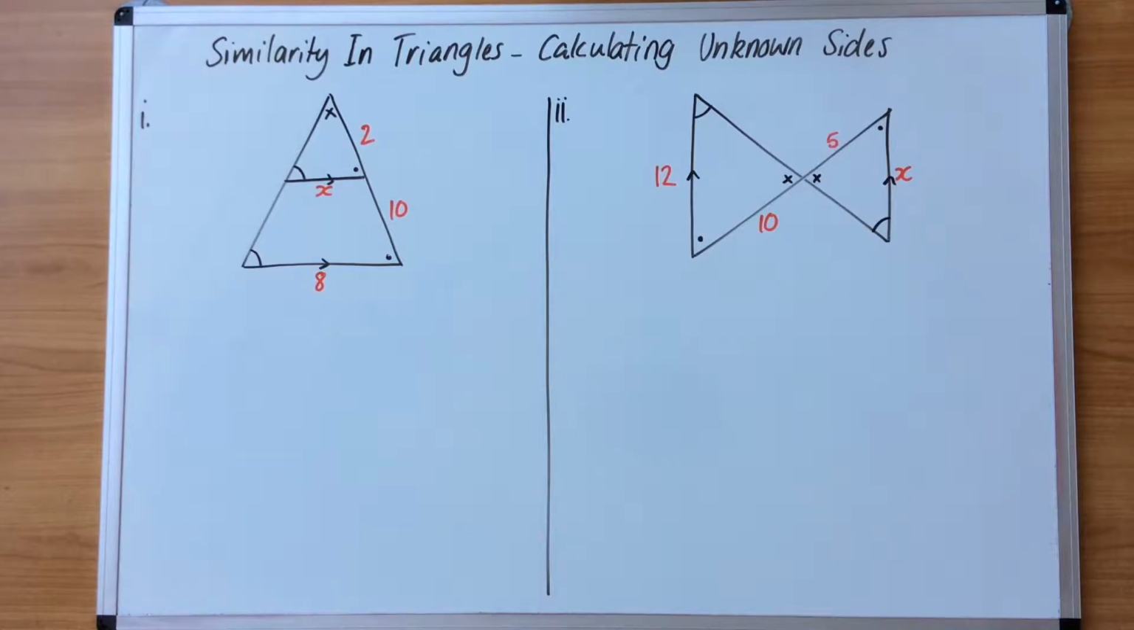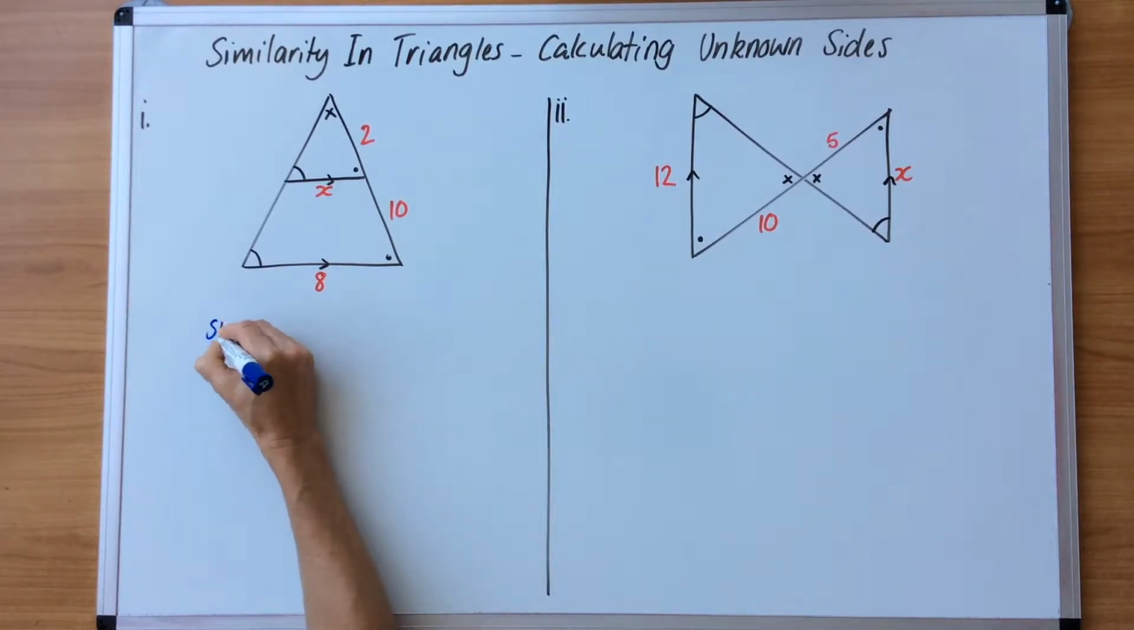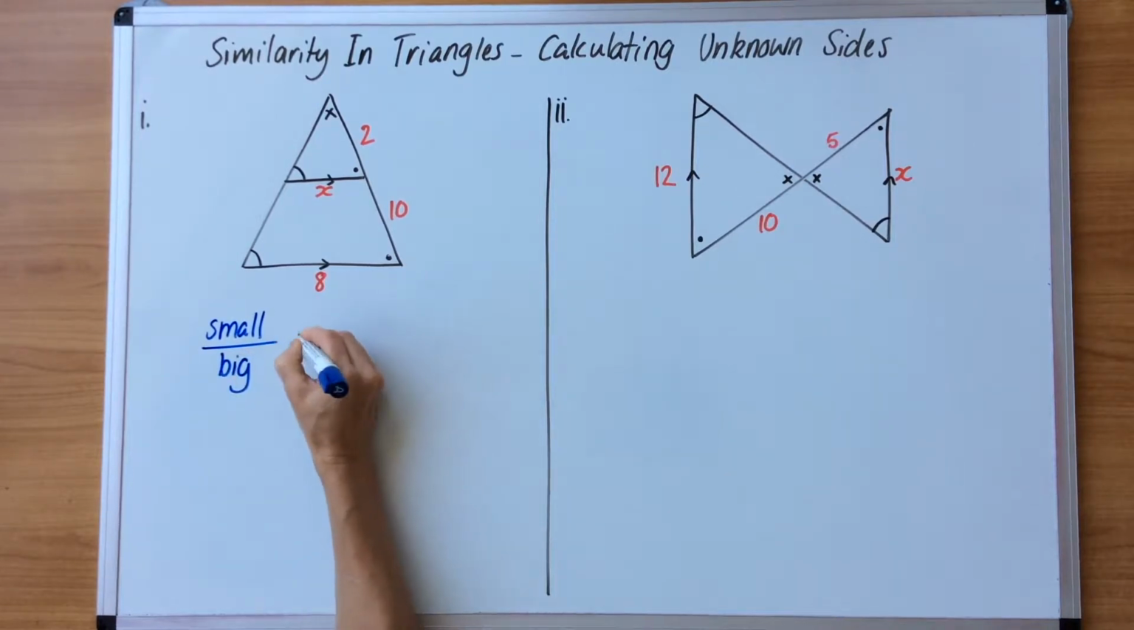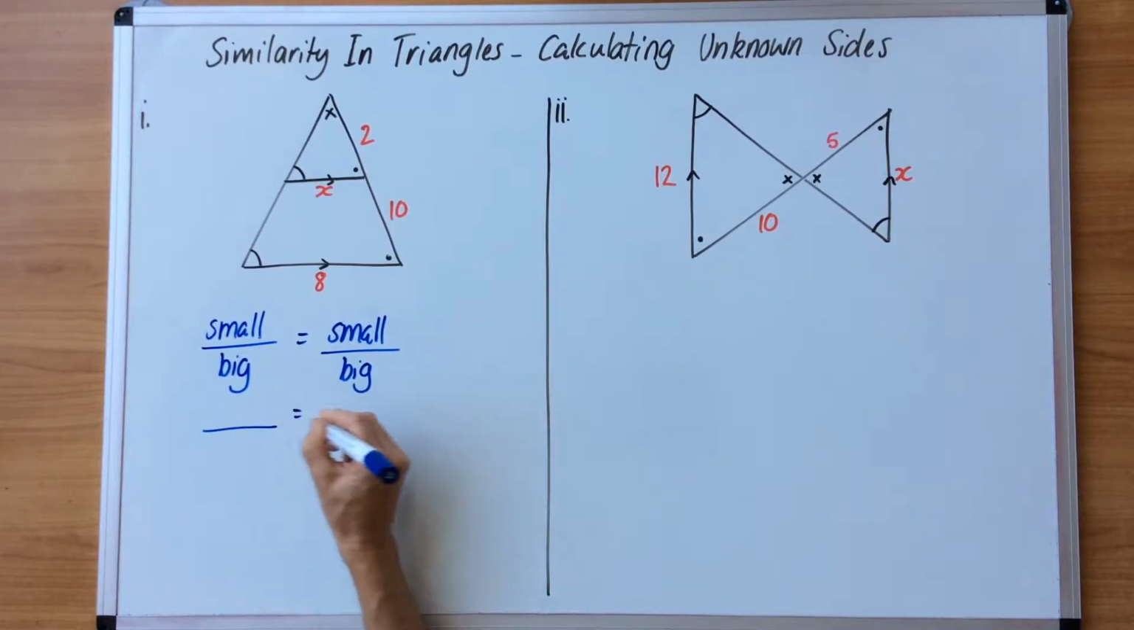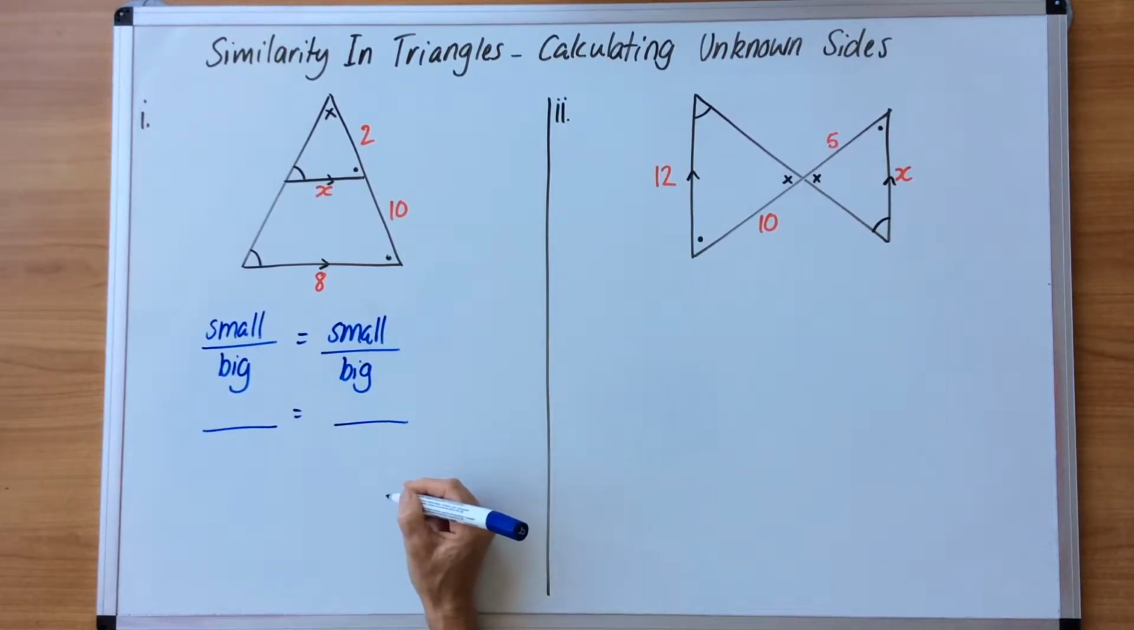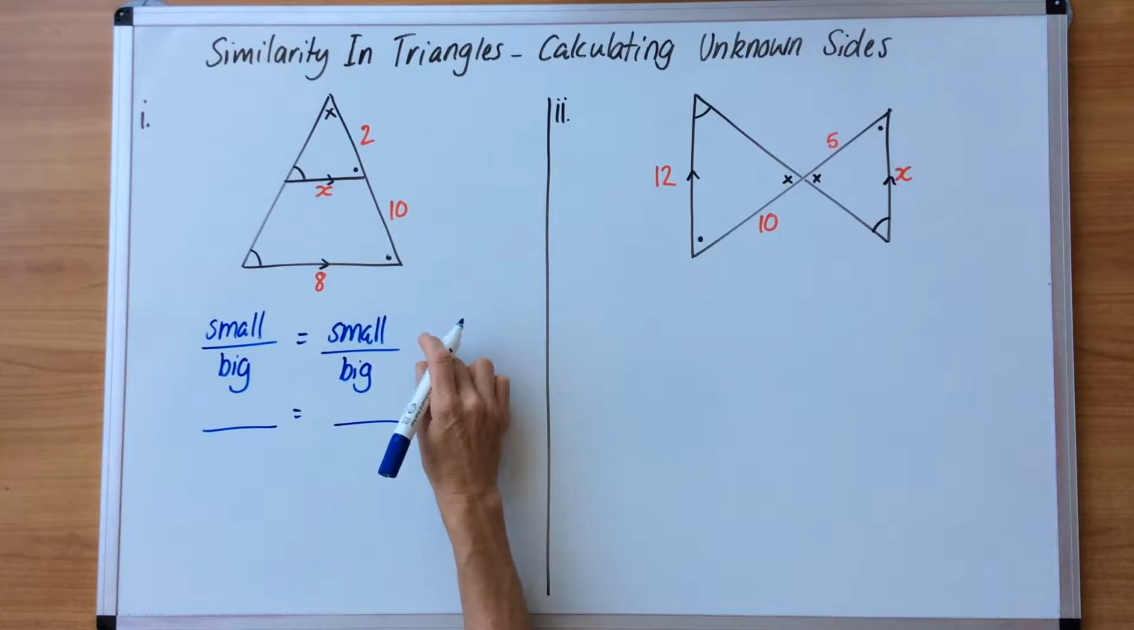Let's look at the rule to figure out the missing sides. It's a very odd looking rule. It's about the small triangle and the big triangle. So we have small over big equals small over big. And we're going to work down the page like we normally do. We're now going to substitute in these values of the small triangle and the big triangle. So number one, we've written the rule.